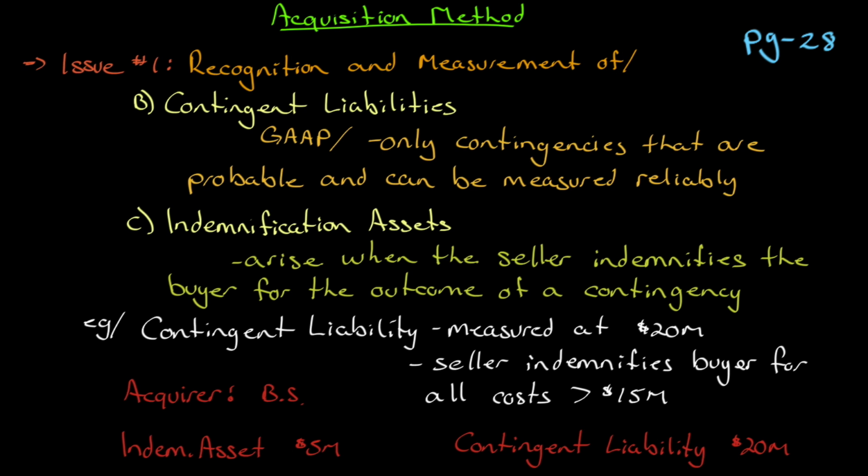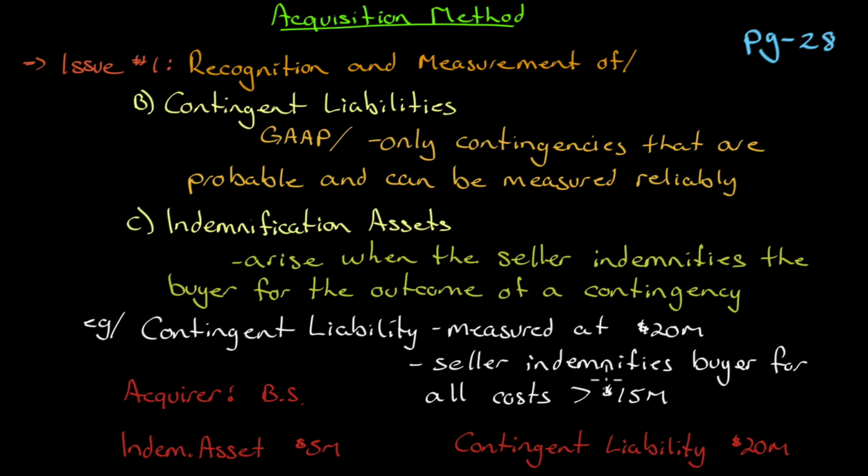An indemnification asset arises when the seller indemnifies the buyer for the outcome of a contingency. So let me give you an example. Let's say that we can recognize and measure a contingent liability at $20 million. The seller indemnifies the buyer for all costs greater than $15 million.